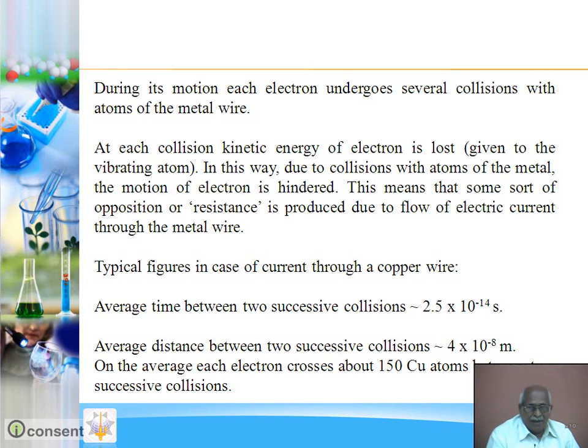How many collisions? How much time passes between two successive collisions? Here are some typical figures in case of copper. In case of copper, what is the average time between two successive collisions? See how small it is. 2.5 into 10 raised to minus 14 seconds. Very small. How much distance does the electron travel between two successive collisions? 4 into 10 raised to minus 8 meter. This is the figure for copper.